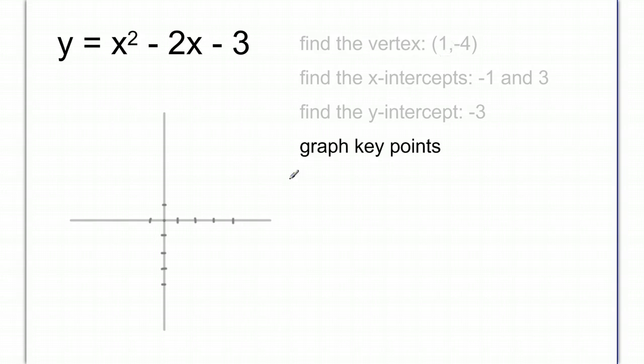So we have the vertex at positive 1, negative 4. So the vertex is right down here. The x-intercepts are at negative 1 and positive 3. And one hint is that your x-intercepts are always going to evenly split along the line that your vertex is on, because that line is your line of symmetry. And even just to clarify that, I'm going to draw that in real quick.